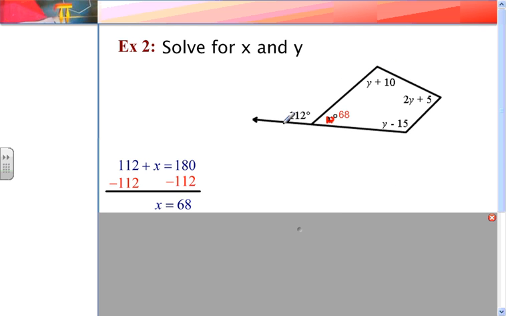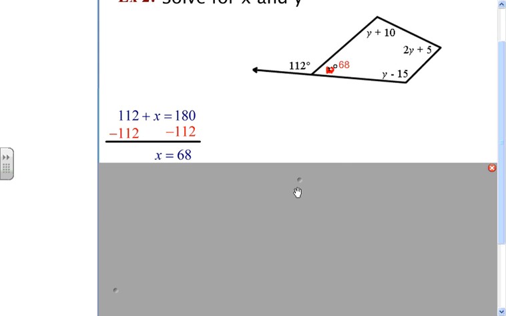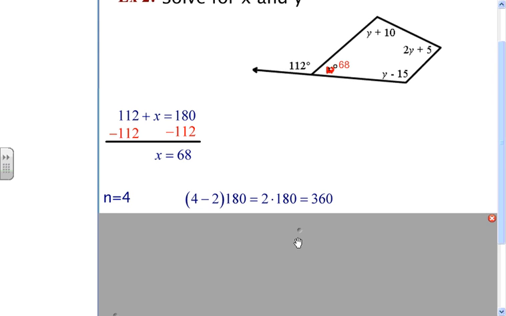Well, to find y, I really don't care anything about this part of the picture because all my y's are inside. All I care about is the polygon that we see here. This polygon has 1, 2, 3, 4 sides. So since I know how many sides it has, I can find the sum of its angles. There are 4 sides, so the sum of the angles is 4 minus 2 times 180. That's 2 times 180. That's 360. So all of these angles here, here, here, and here have to add up to 360.